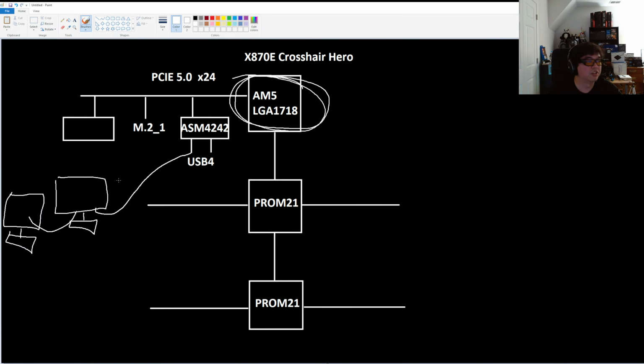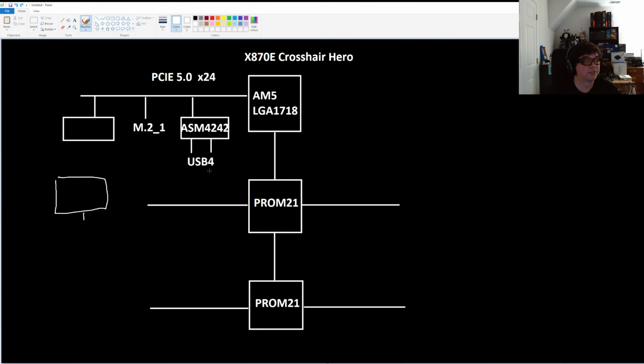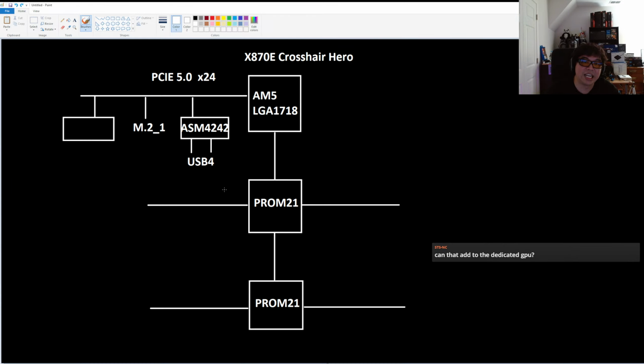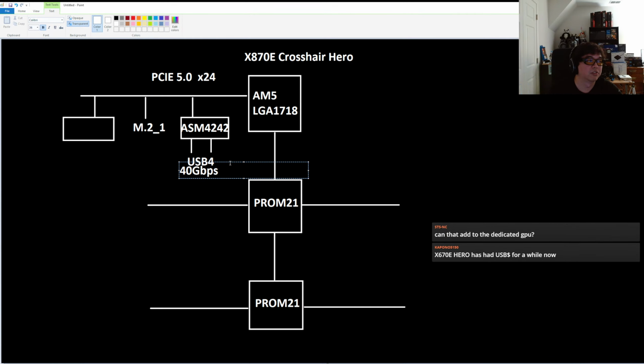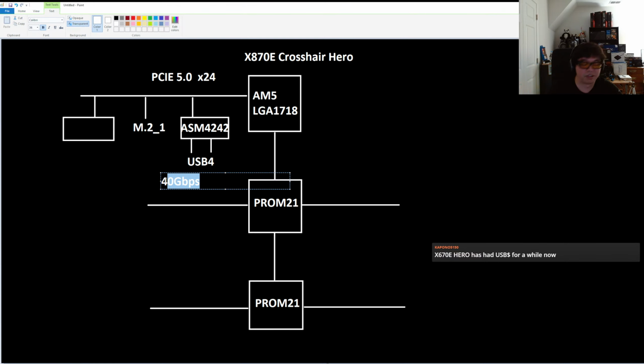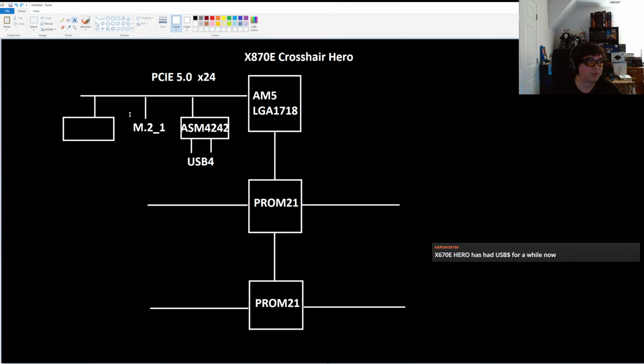So you can daisy chain monitors, and then you can plug in a capture card over here. That is what USB 4 offers. It offers a lot of new functionality that you did not get previously. The other thing too is USB 4 is 40 gigabit per second. So each of these ports are 40 gigabit each. That is a lot of bandwidth from USB 4.